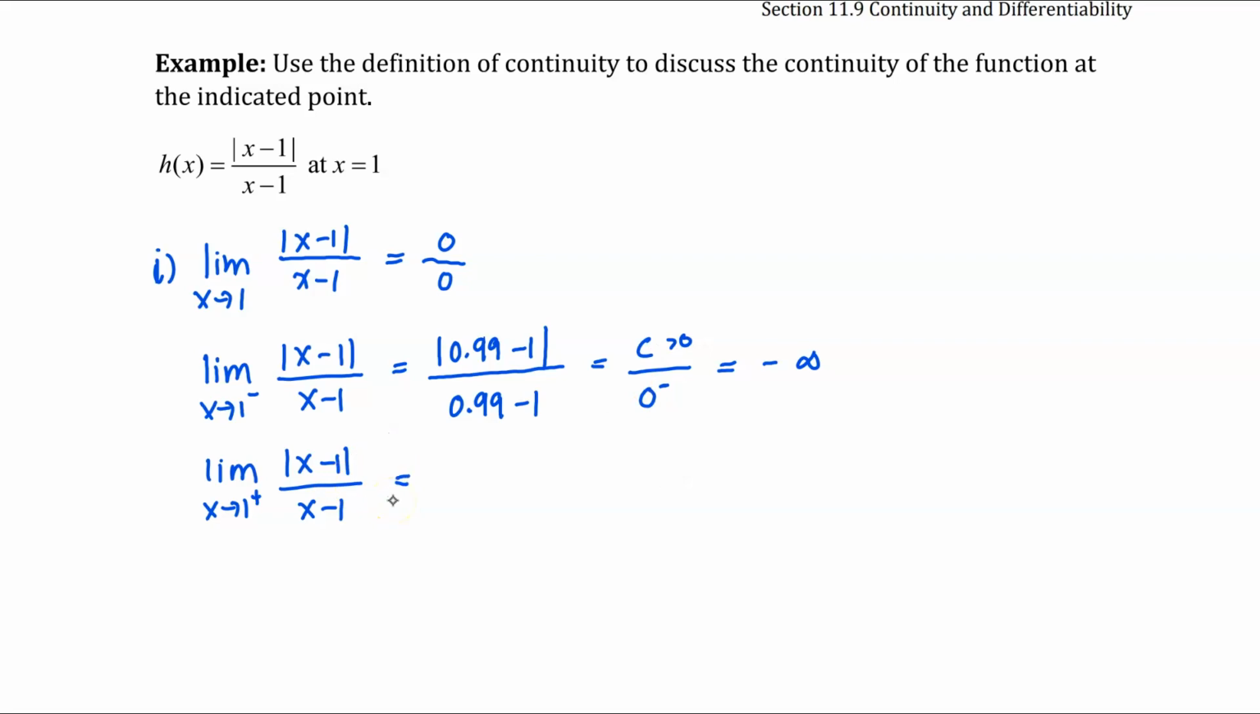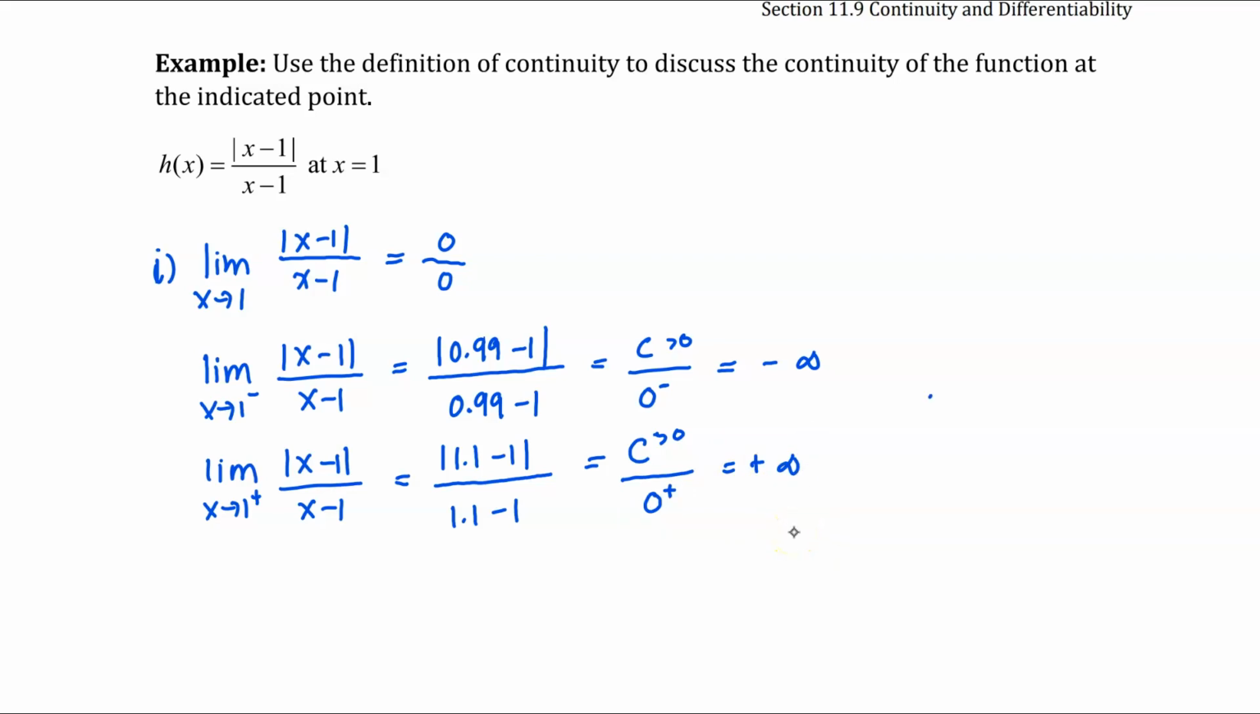Similarly, for the right-hand side limit, you get a representative point on the right side of 1. For instance, you get 1.1. 1.1 minus 1. The absolute value of that is still a constant, a number that is greater than 0. And the denominator, you have 1.1 minus 1, which will be 0, but positive, because 1.1 minus 1 is positive. So you have positive over positive, that is positive. And constant over 0 is infinity.